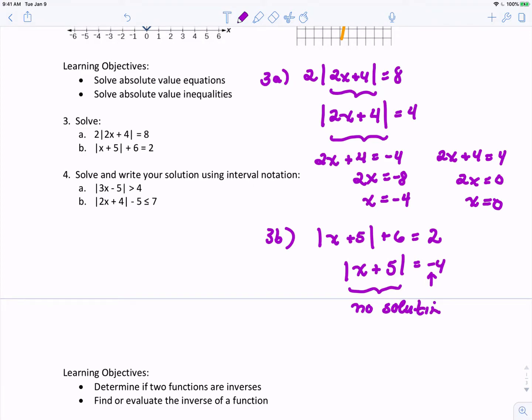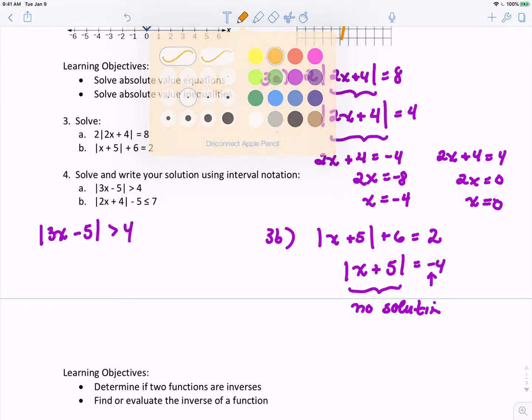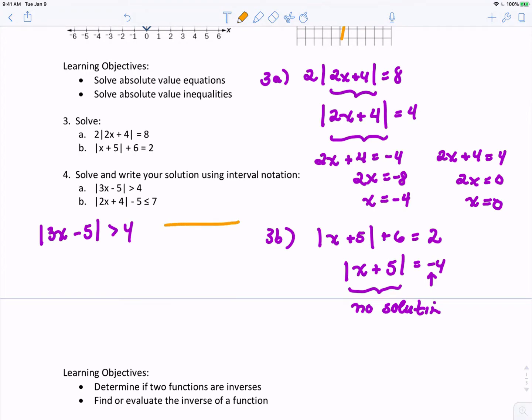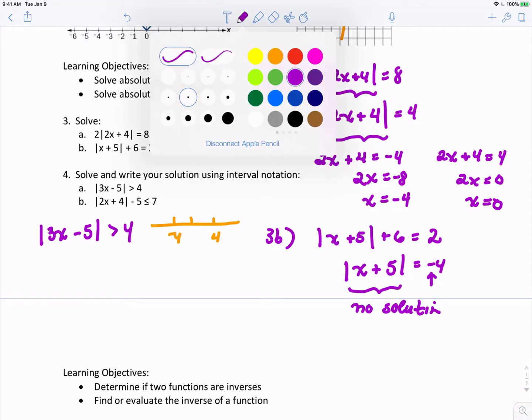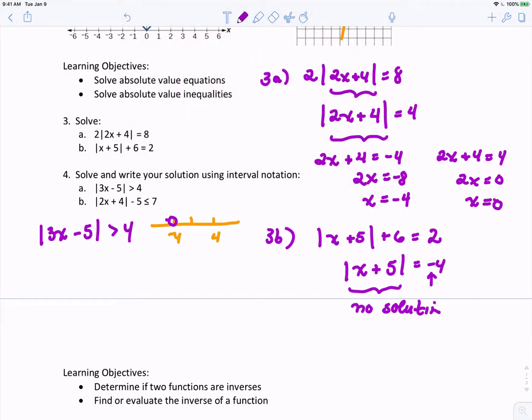Now let's take a look at inequalities. So for the first one, the absolute value sign is by itself, so that's a great place to start. And now we have to think about the number line and think about the numbers that are more than 4 units from 0. So if we think about what numbers those are and where they fall, the numbers that are more than 4 units from 0 are here or here.